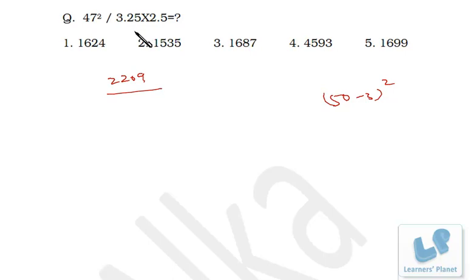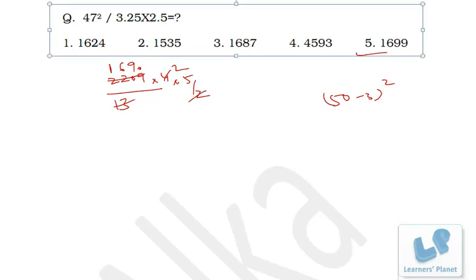And 3.25, that is 3 1 by 4, so I can write it as 13 by 4, and this is 5 by 2. So 2209 into 10 over the rest. So now you just directly divide it. That would be the easiest way out. So that's 169 point something something into 10, so that is around 1699. Okay, pretty simple. It won't take more than 40 seconds if you are fast with your tables and basic multiplications.